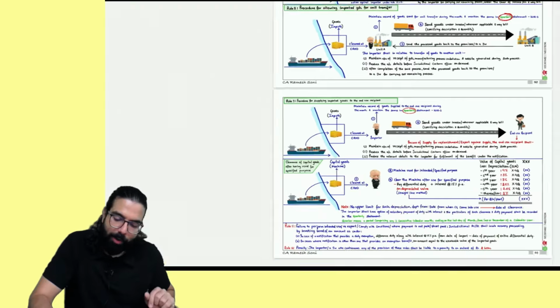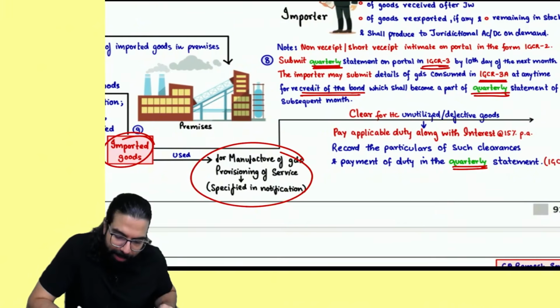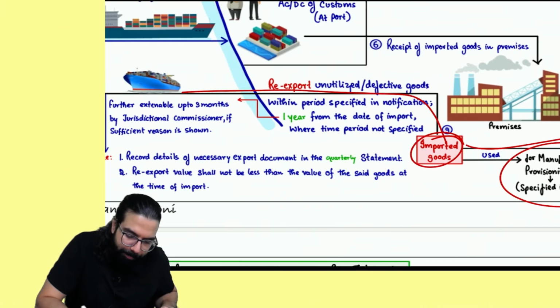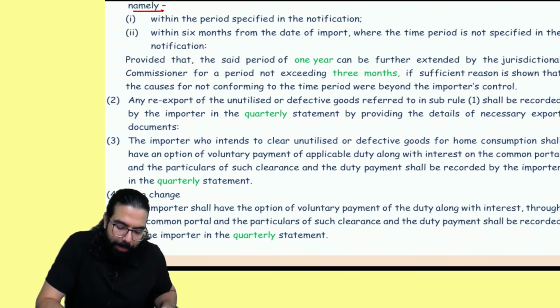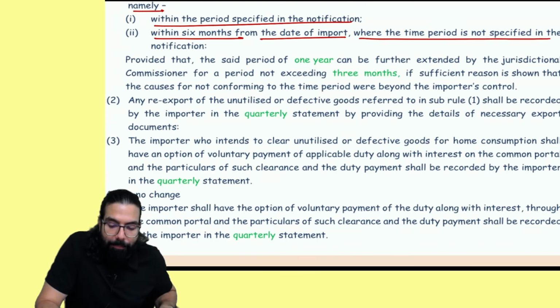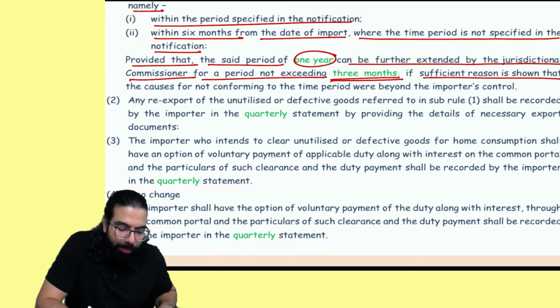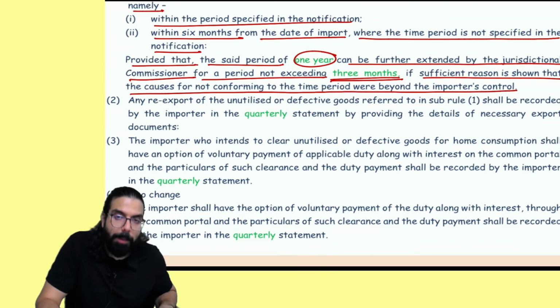Basically, what you can do is, if you had imported some goods, you have to use it, or you can clear it for home consumption, or you can re-export. Now, what they have told: within the period told in the notification, or within 6 months from the date of import where the period is not specified, provided that the specified period of 1 year can be further extended by the jurisdictional commissioner for a further period not exceeding 3 months if sufficient cause is shown that the cause for not conforming to the time period was beyond the importer's control.